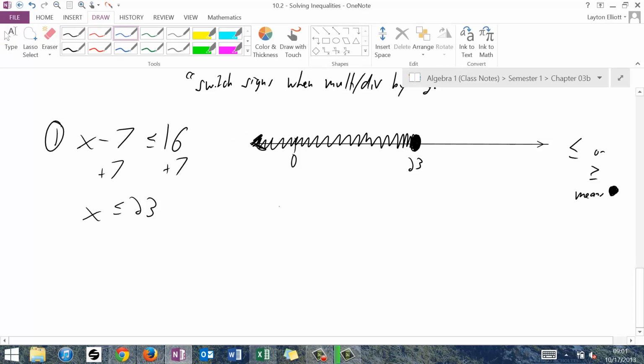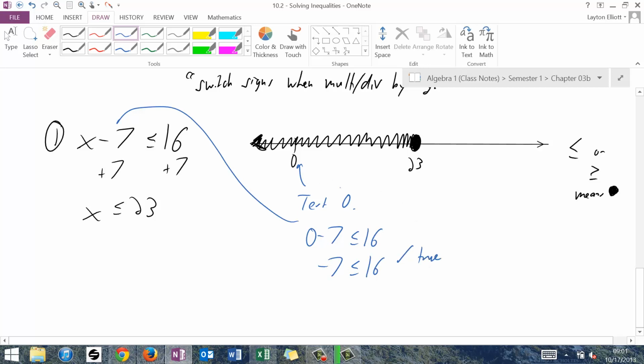Then, like I said up above, we're going to test a point that's in that region. So I'm going to pick 0, and we're going to test 0. So I'm going to go back and plug it into the original. 0 minus 7 is less than or equal to 16, or negative 7 is less than or equal to 16, and that is true. Which means since it's in the region I shaded, it should be true.